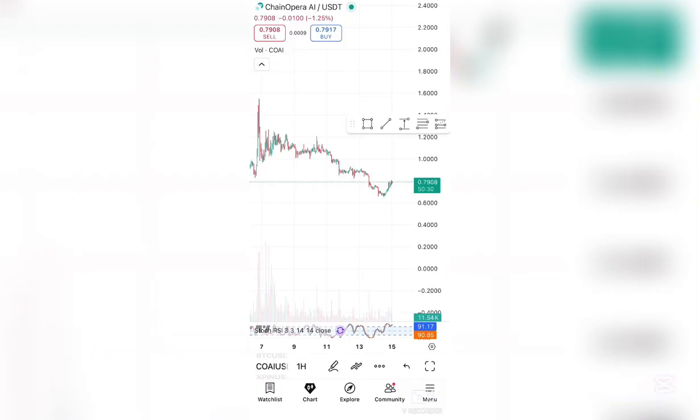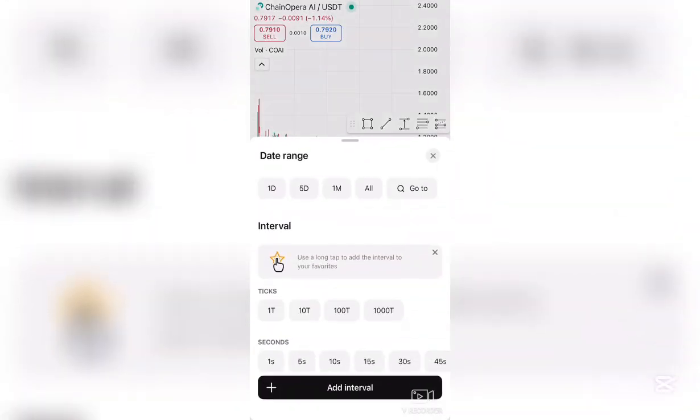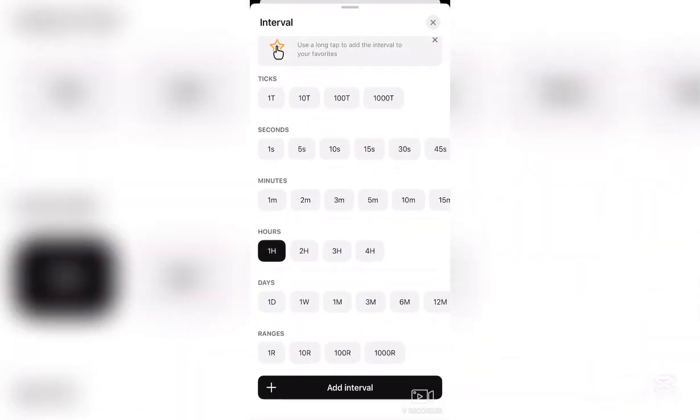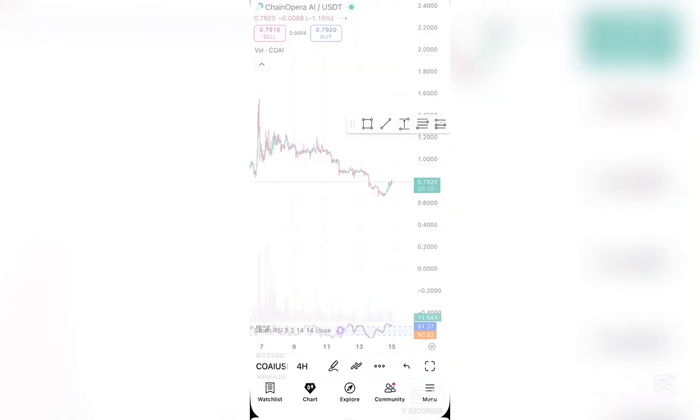And if we want to switch to the 4 hour time frame, you see where the COAI is, the 1H. When you click there, you see there are ticks, seconds, minutes, hours, and we have days. So let's switch to the 4 hour time frame.